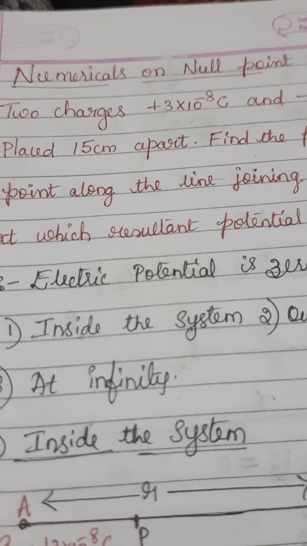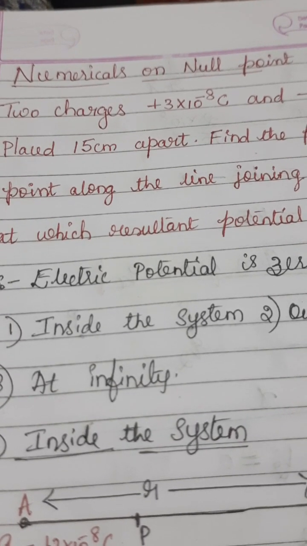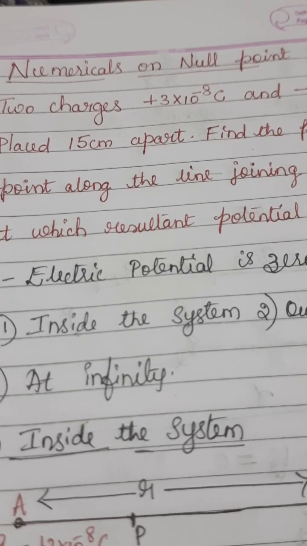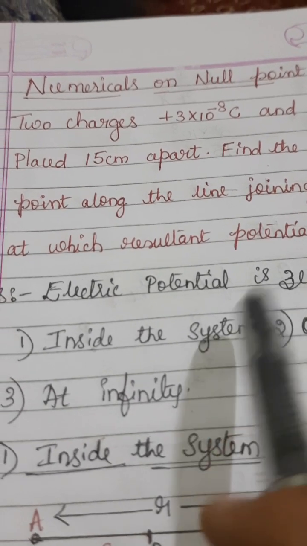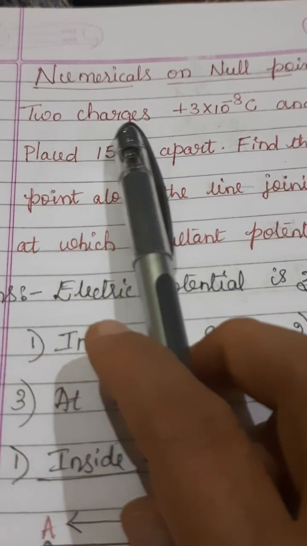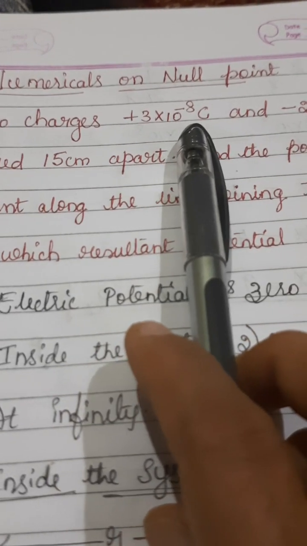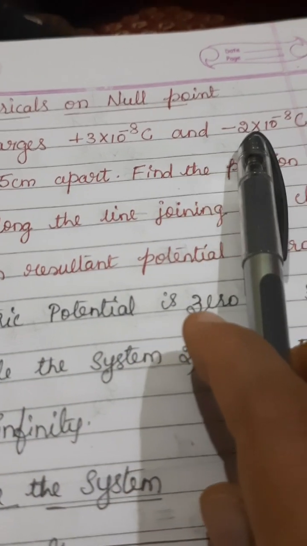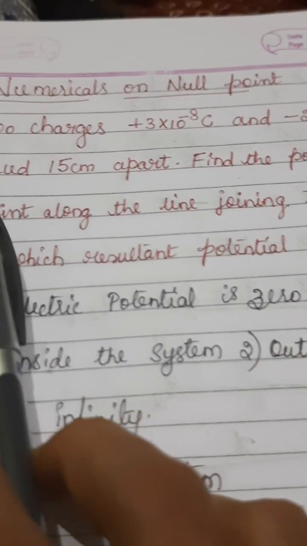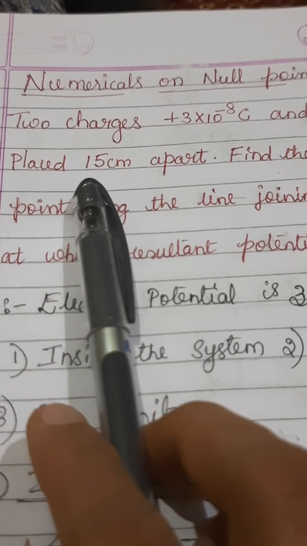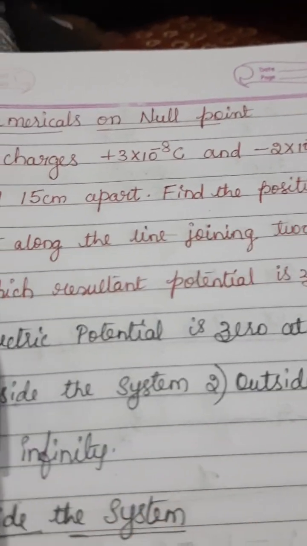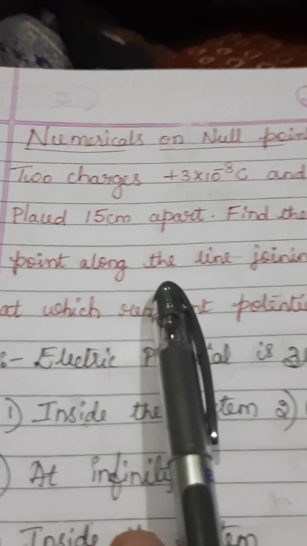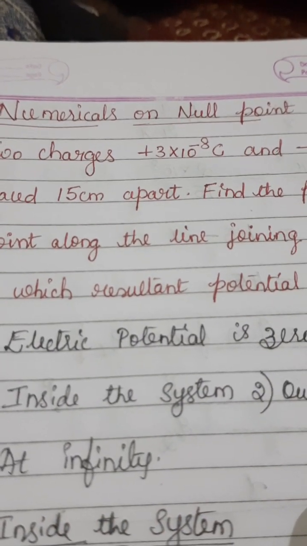Hello students, numericals on null point is very important for both PU board exam as well as CET. See here there is one question. There are two charges plus 3 into 10 to the power minus 8 coulomb and minus 2 into 10 to the power minus 8 coulomb placed 15 centimeter apart. Find the position of the null point along the line joining the charges.